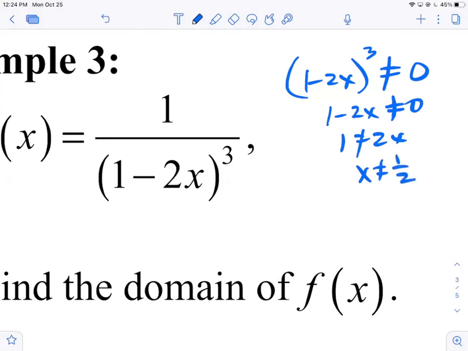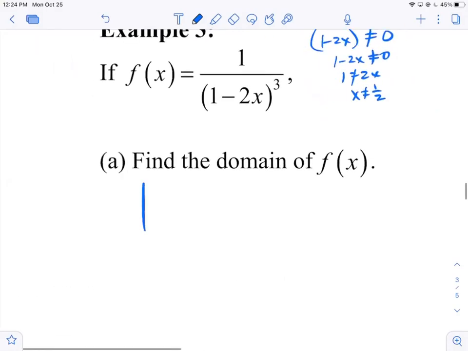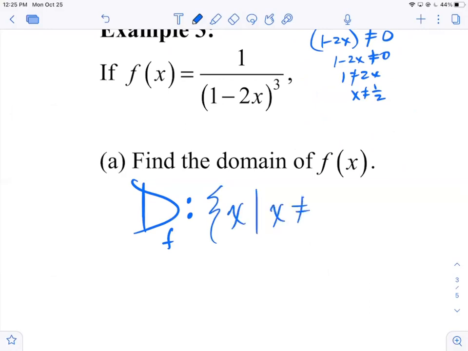Now you could probably just look at it, right? And know that, hey, 1 minus 2x can't be 0. And then you can solve that in your head. Whatever it takes, we're going to answer the question. Big D sub f, that's how you write it, colon not equals. You could say it's the set of all x's such that x ain't 1/2.